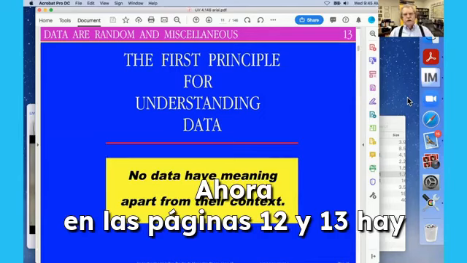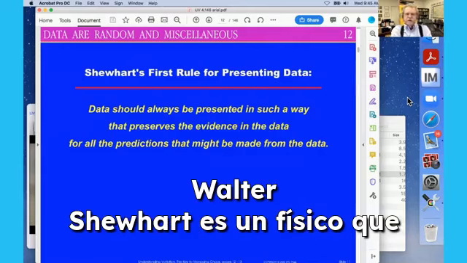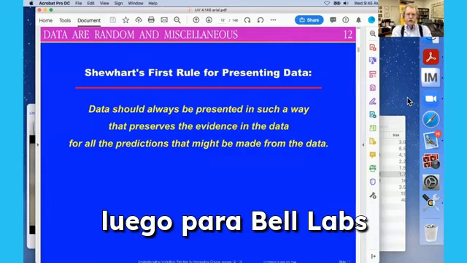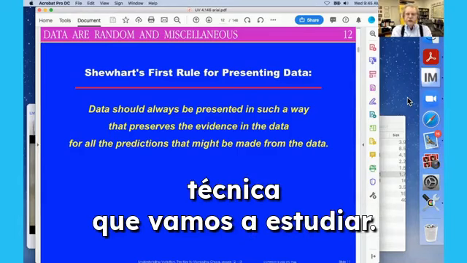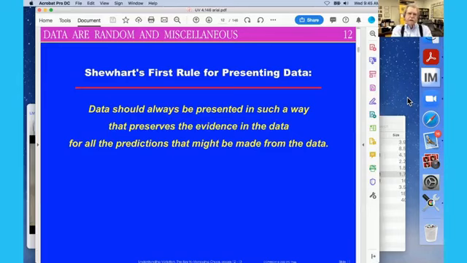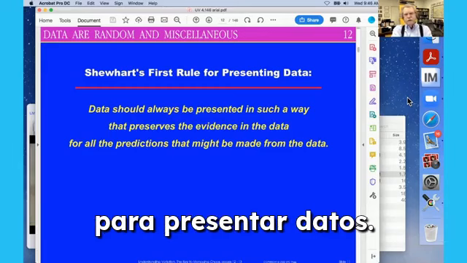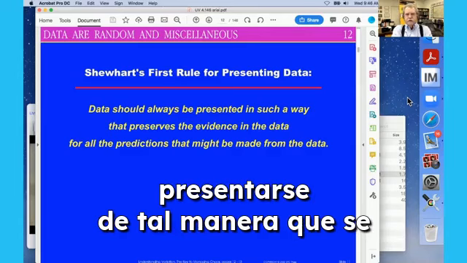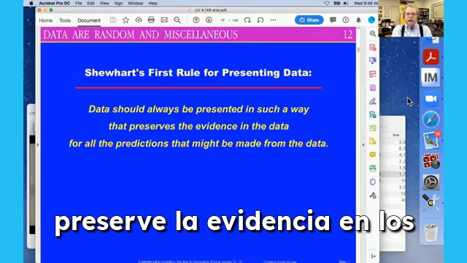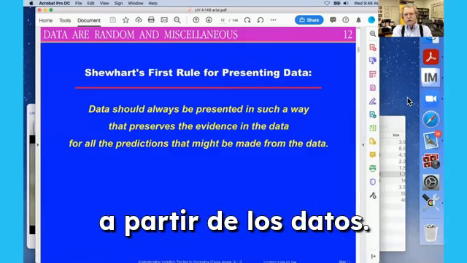Now, on page 12 and 13 are a couple of principles given to us by Walter Shewhart. Walter Shewhart was a physicist who worked for Western Electric and later for Bell Labs when that was formed. And he is the man who invented the technique we're going to be studying. And in his first book, he had a couple of rules for presenting data. The first of these rules is data should always be presented in such a way that preserves the evidence in the data for all the predictions that might be made from the data.